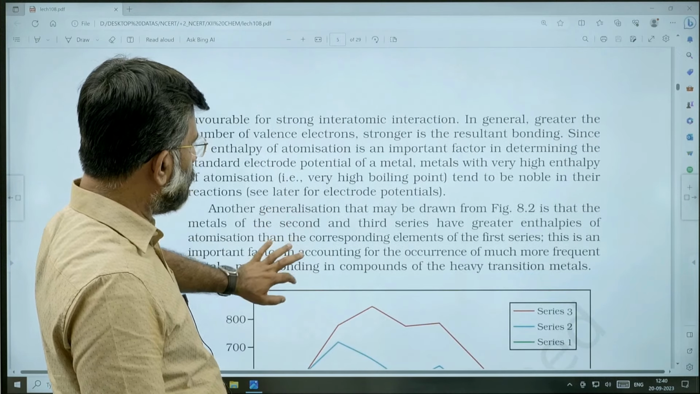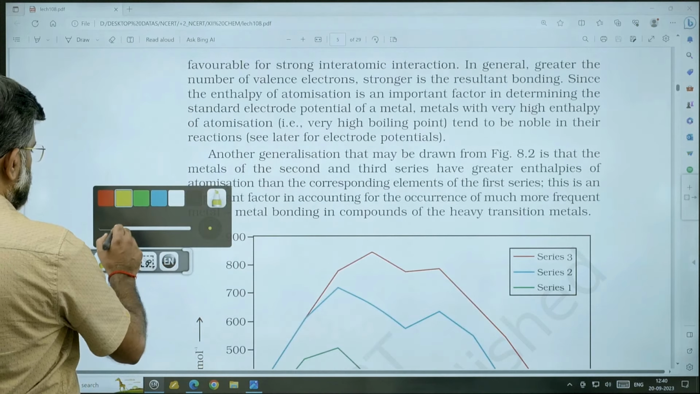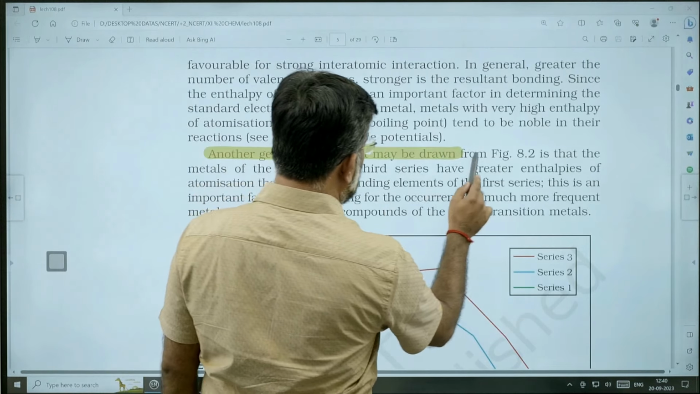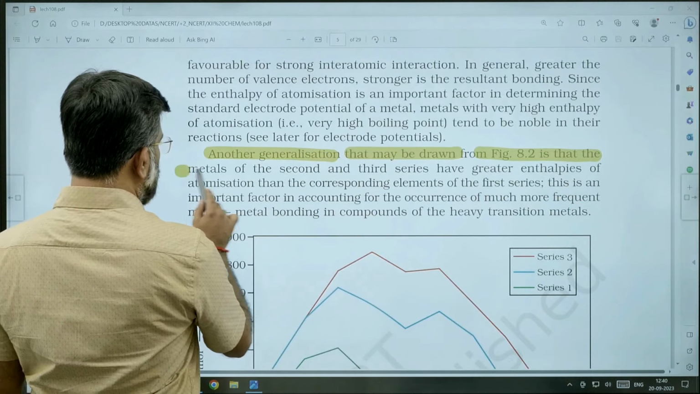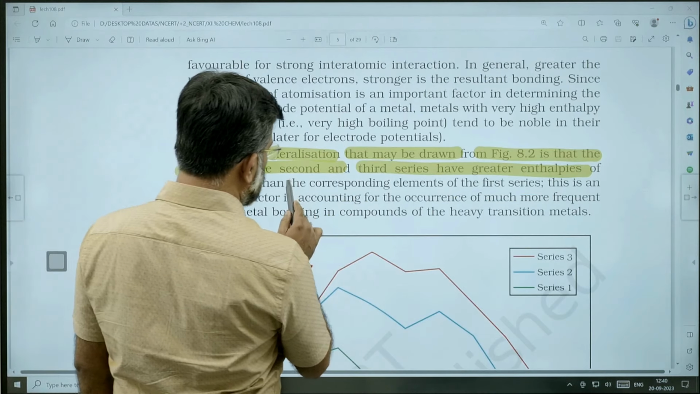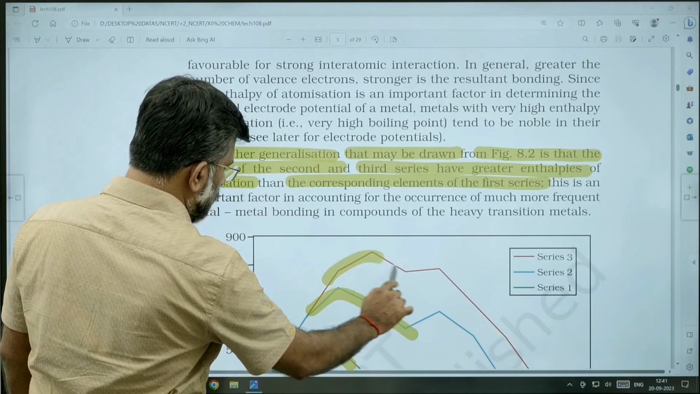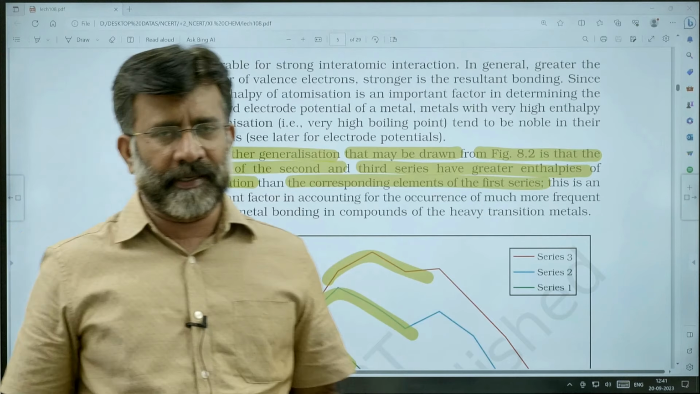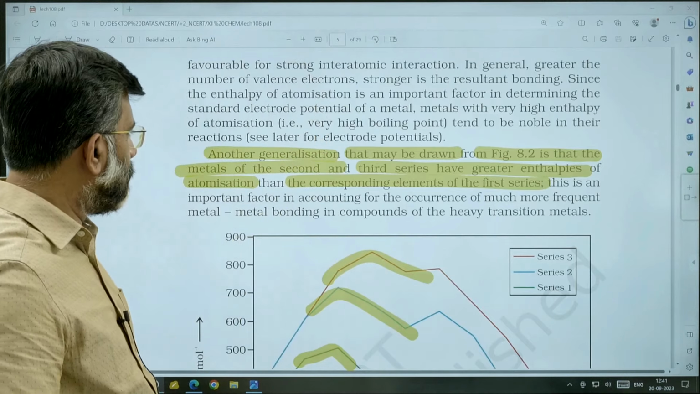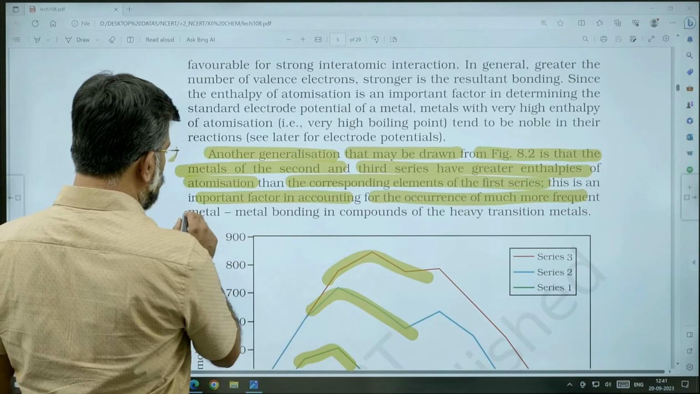And you can find some interesting points also. You see this particular sentence, each and every point in NCERT is important. Another generalization that may be drawn from figure 8.2 is that metals of second and third transition series have greater enthalpies of atomization than the corresponding metals in the first series. This is the first series, this is second series, and this is third series. Second and third series have greater enthalpy of atomization compared to first series. What is the reason? This is an important factor accounting for occurrence of much more frequent metal-metal bonding.